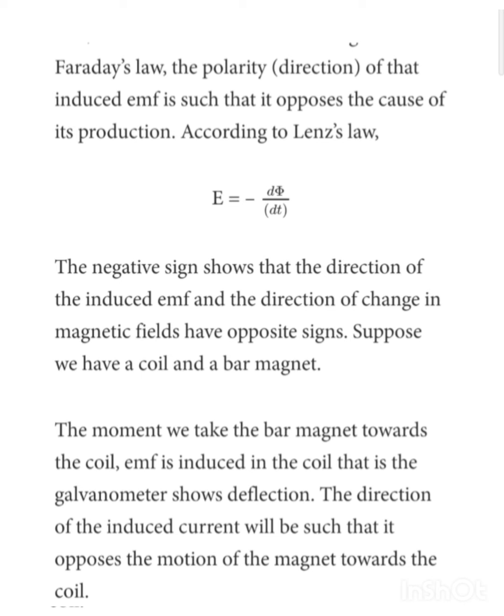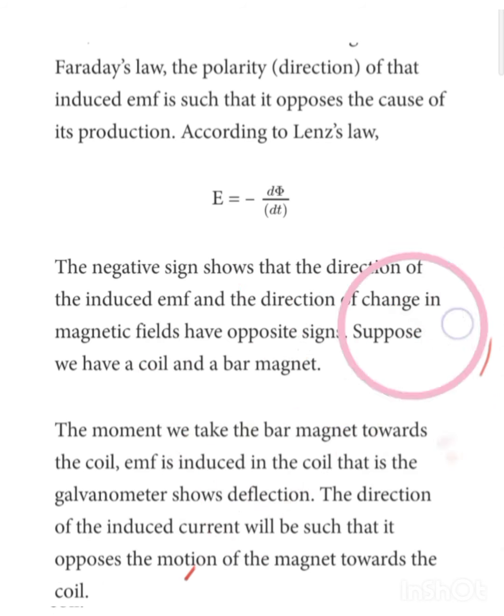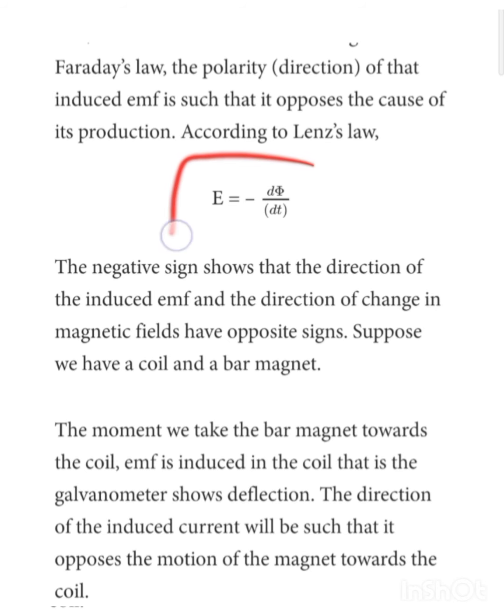Now the other one, if we talk about the second law of Faraday. What does the second law of Faraday say? The first law says about the production of induced EMF, and the second law says about the direction, as well as the change in the magnetic flux with respect to time. Okay, this one is the second law, and negative means the polarity, the direction.